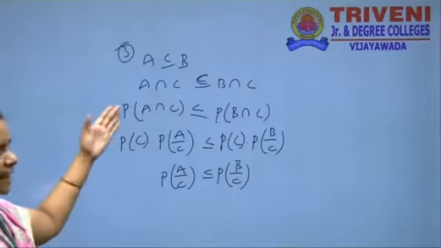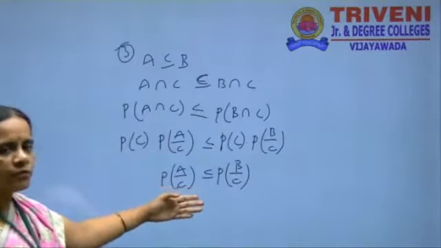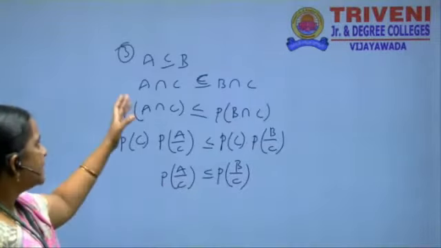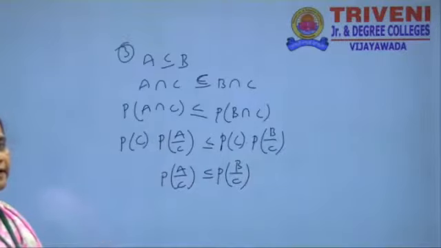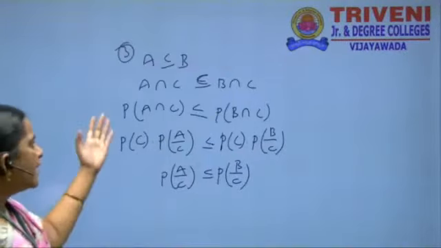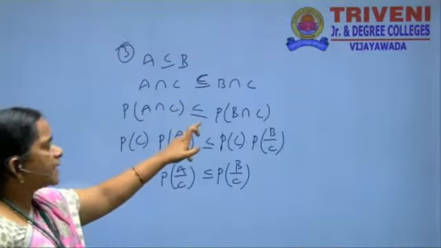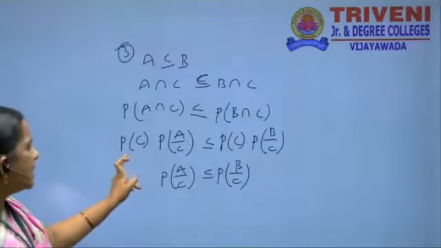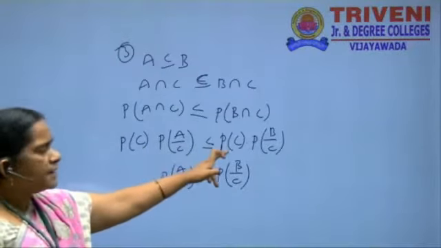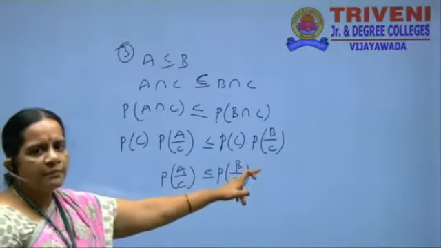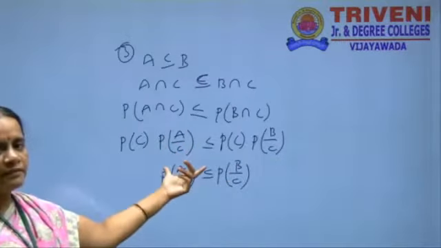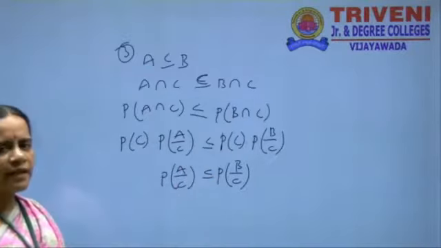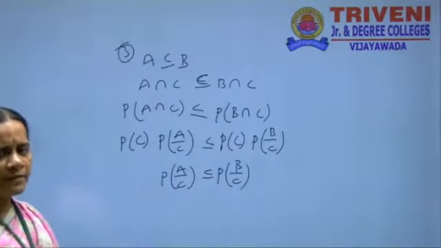They are given A containing B, then we have to prove the required inequality between P of A by C and P of B by C. First we take the intersection with C on both sides. Applying probability and the multiplication theorem, P of C into P of A by C and P of C into P of B by C. On both sides P of C is there, so that cancels. This gives the relation between P of A by C and P of B by C.